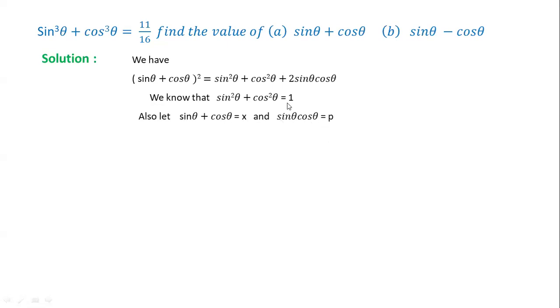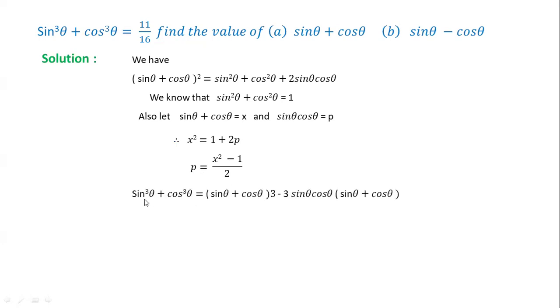So if you substitute and put this value, this particular identity will take the form x squared is equal to 1 plus 2p. This is x. X squared is equal to 1 plus 2p. Therefore, p will be x squared minus 1, this goes to that side, divided by 2. This is the value of p.